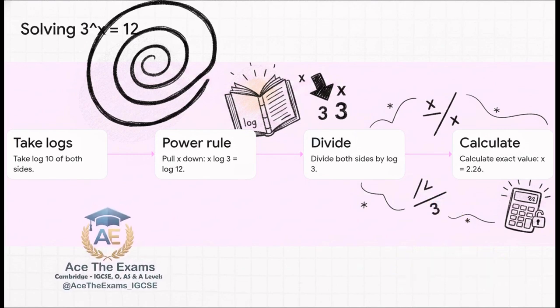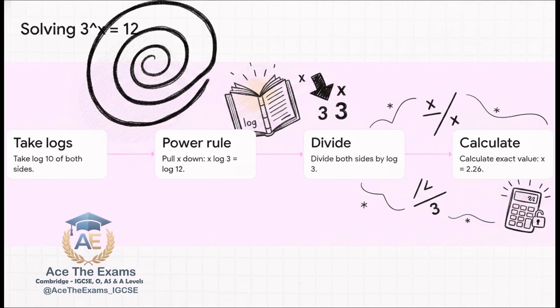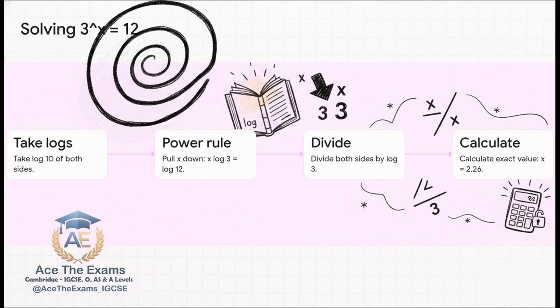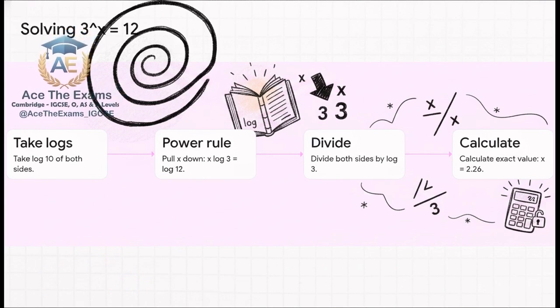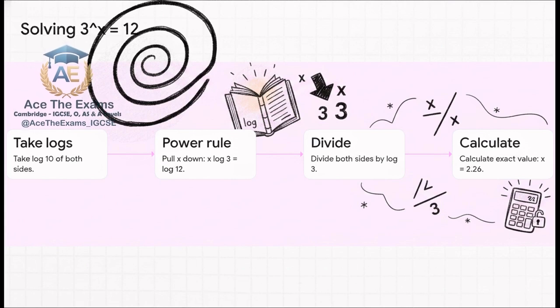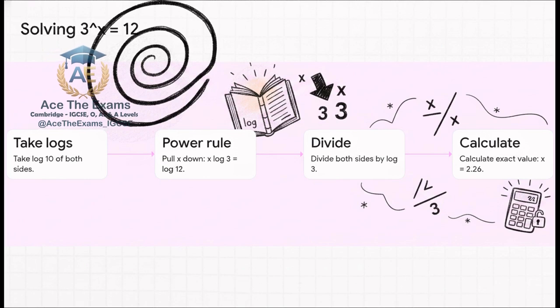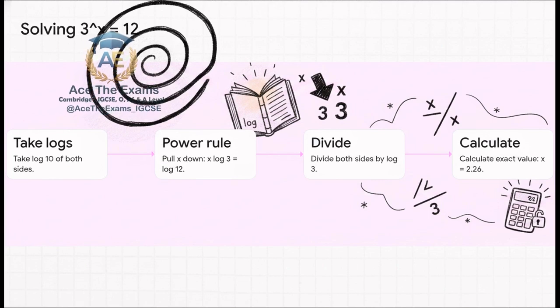3 to the power of x equals 12. Step 1, we take the base 10 log of both sides. Step 2, we deploy that amazing power rule we just talked about, which lets us pull the x down in front. Now we have x times log 3 equals log 12. Step 3, basic algebra, just divide both sides by log 3. Step 4, punch that into your calculator, and boom, we get our precise answer. X equals 2.26. We've successfully unlocked the exponent.